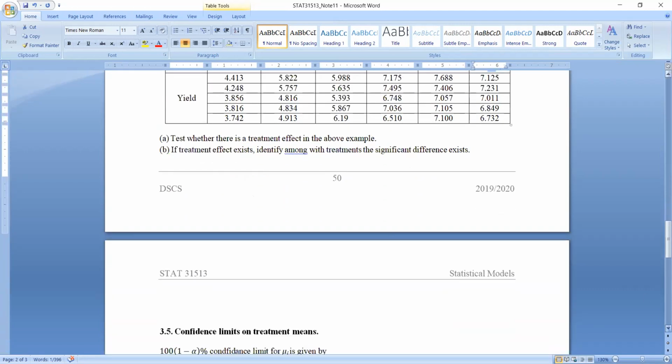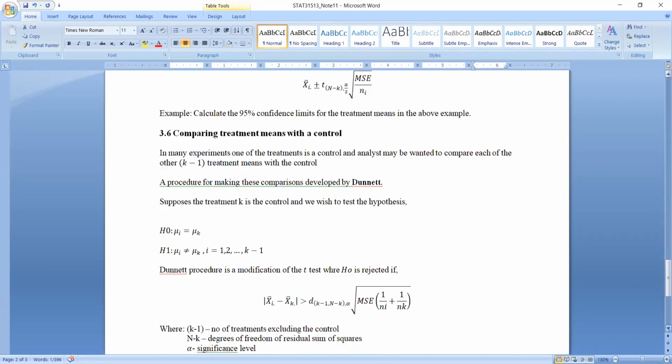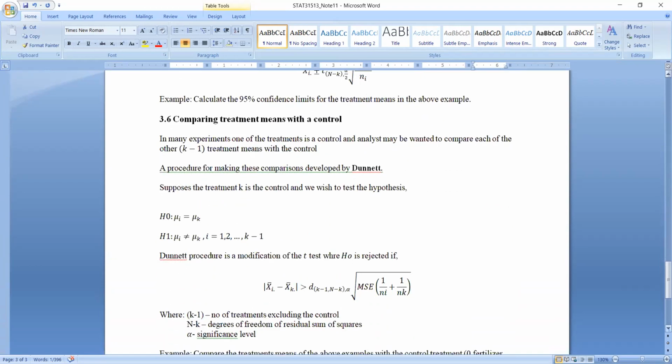Sometimes in some problems that we come across, especially in real life situations, you will see control groups there when you are constructing CRDs. So in that case, we have to compare all the other treatments with the control group. So if that is your case, you can use this test in order to compare a given treatment with the control group.